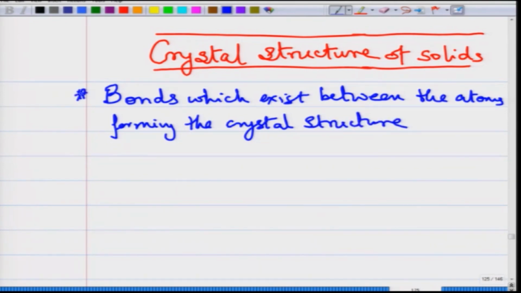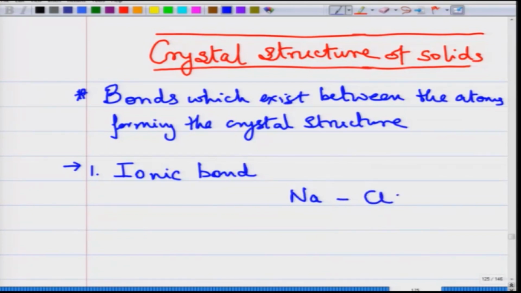While I will not get into discussing the different types and the details of the bonds, I would just like to tell you what the different types of bonds are. So, the different types of bonds are: ionic bond, and a typical example of this is the sodium chloride crystal.